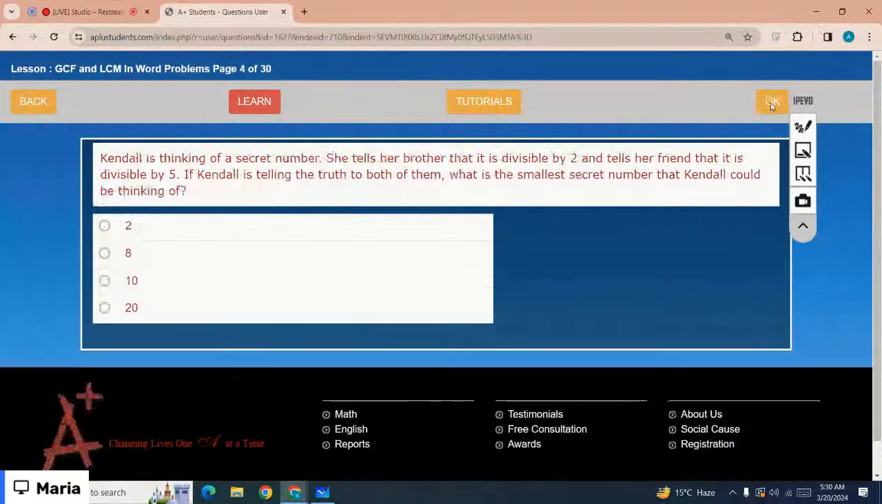Kendall is thinking of a secret number. She tells her brother that it is divisible by 2 and tells her friend that it is divisible by 5. If Kendall is telling the truth to both of them, what is the smallest secret number that Kendall could be thinking of? So which is the correct option?